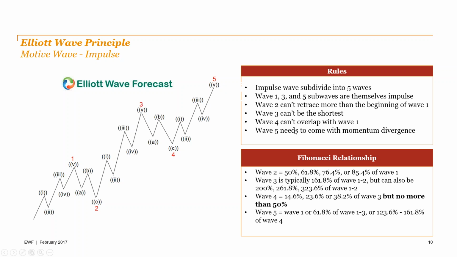Okay? And then wave 5 needs to come with momentum divergence, meaning you can look at the RSI indicator, and you need to see a divergence in the RSI. So these are the rules for you to be able to label this as a 5 wave move. If one of these rules is not met, then you cannot label it as impulse. All right? So very important. If one of these rules is not met, then you cannot label it as 1, 2, 3, 4, 5.